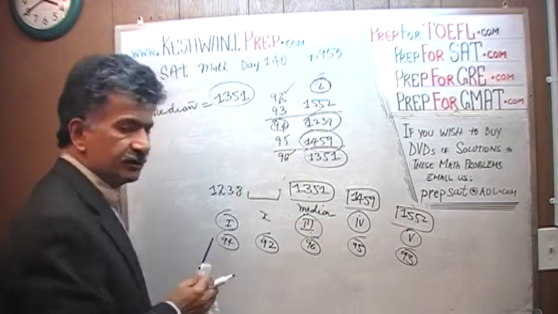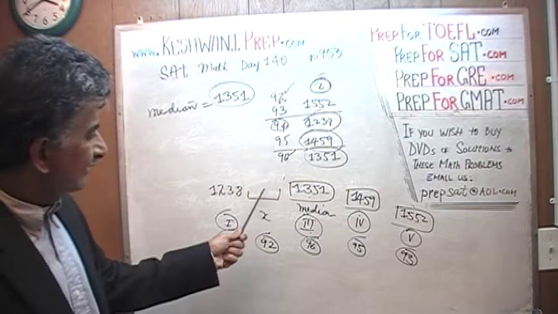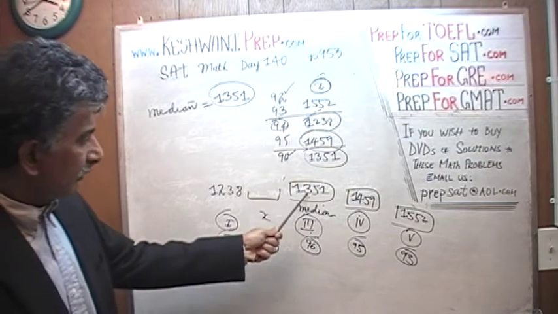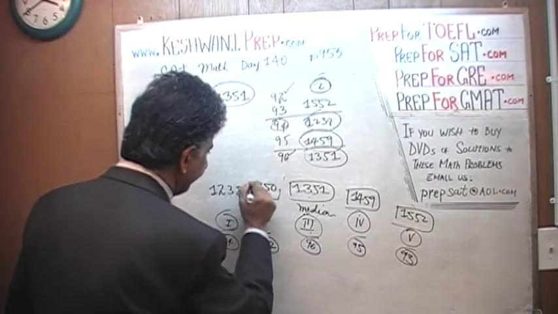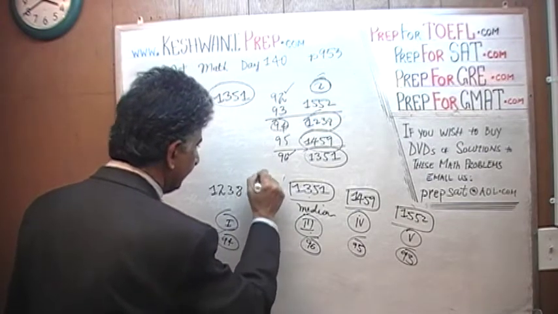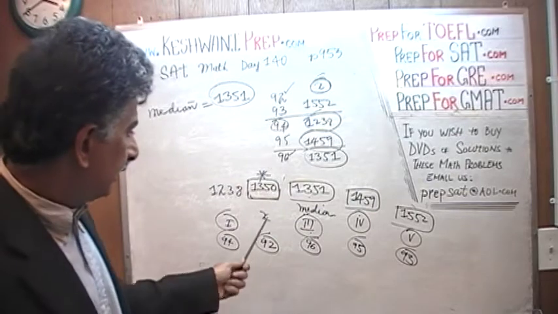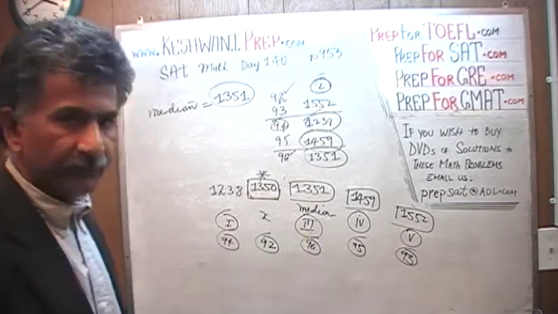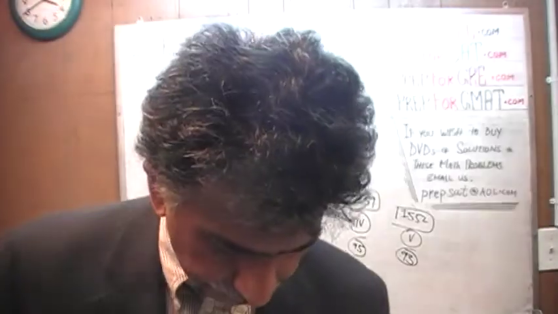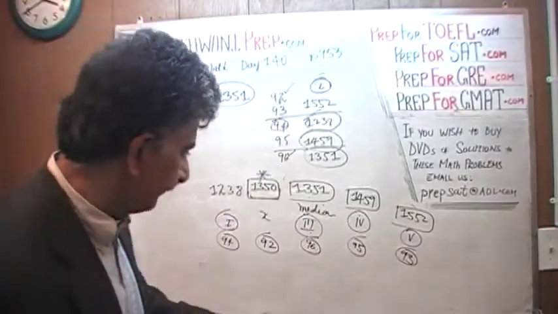So the largest number that we can put here is the next integer that comes right before 1351, which is 1350. 1350 is the largest number that we can put here and still have a median of 1351 for these 5 years. That's all. The answer is 1350.